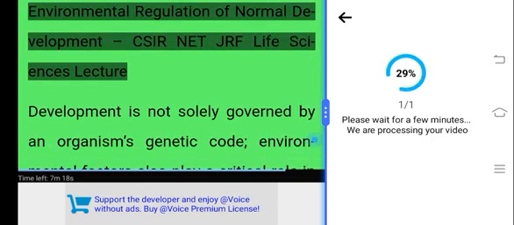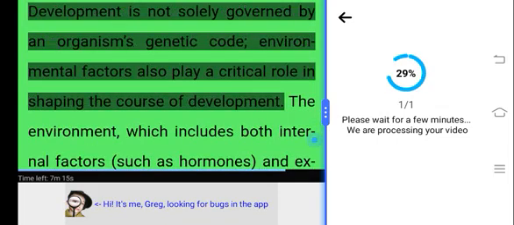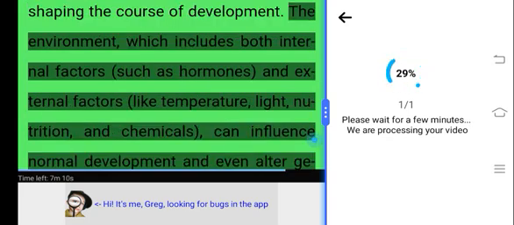Environmental regulation of normal development. CSIR NET JRF Life Sciences Lecture. Development is not solely governed by an organism's genetic code. Environmental factors also play a critical role in shaping the course of development. The environment, which includes both internal factors such as hormones and external factors like temperature, light, nutrition, and chemicals, can influence normal development and even alter genetic expression.